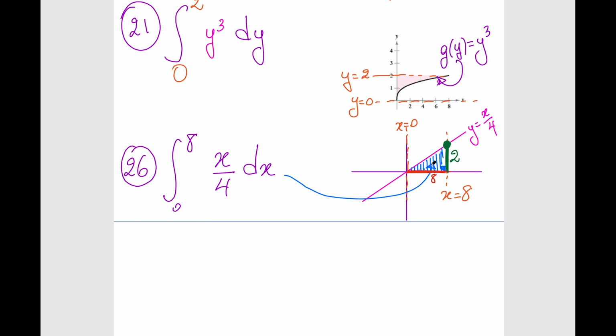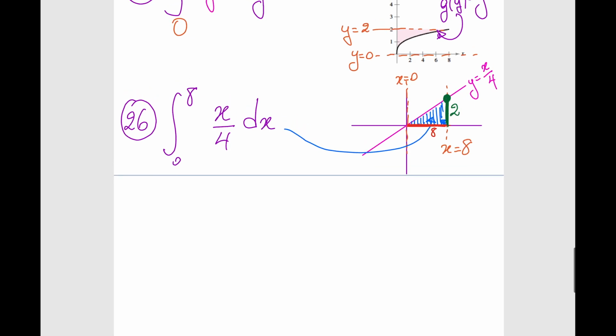So what's the area of this triangle then? The area would be equal to 1/2 the height times the base. The height being 8, the base is 2. Okay, this is easy. If you evaluate this, you get 8. If you use the fundamental theorem of calculus, you should also get 8, right?